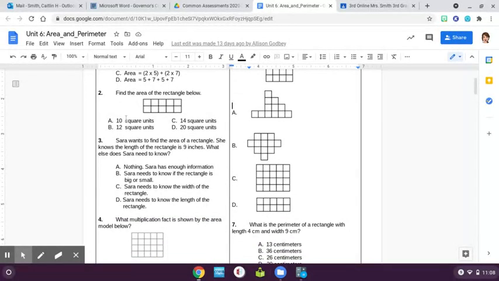Question 2. Find the area of the rectangle below. Again, area is length times width, or if they give you square units, all you have to do is count up the square units.